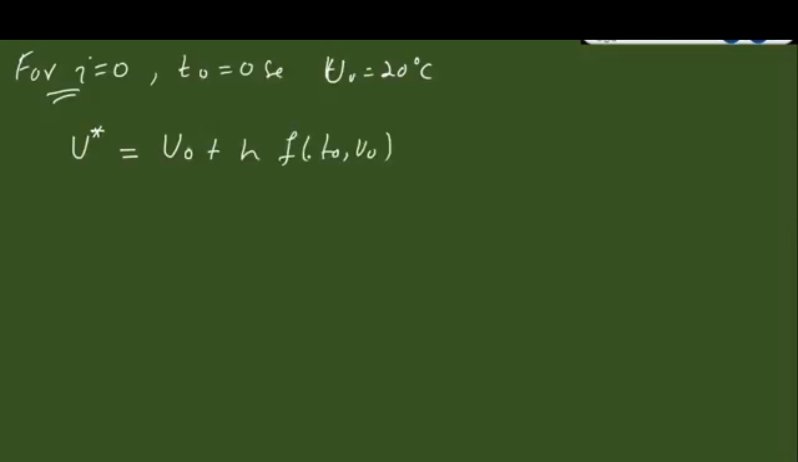There is no need to show so many calculations. You can put the data in directly as well. So u naught is 20 degrees centigrade, h is 5, and we know that f is a function of u and t. In this problem it is u times t.